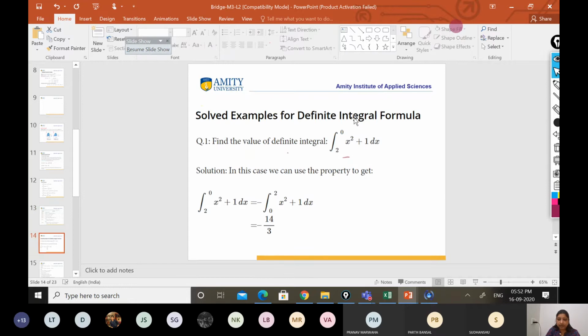So next is solve using the definite integral formula. Find the value of the definite integral from 2 to 0 of x square plus 1 dx. So we'll simplify it. You can change the limits of integration or not, it depends upon you. The answer will be the same, minus 14 by 3. It is just to show the use of the property that the integral from 2 to 0 is the same as the negative of the integral from 0 to 2.